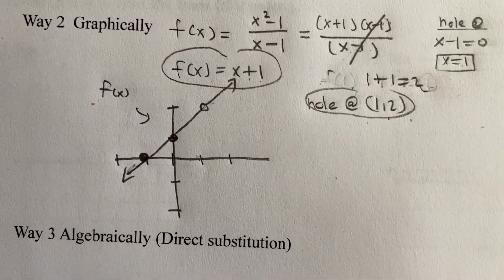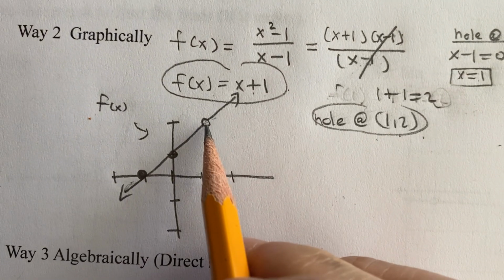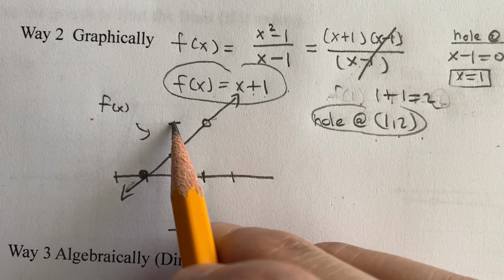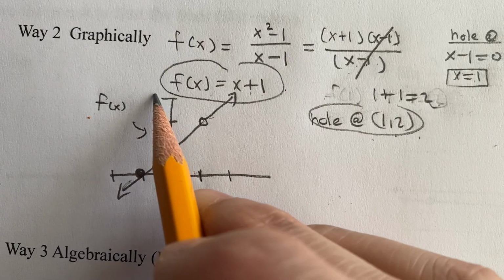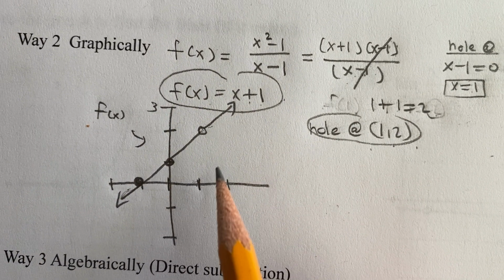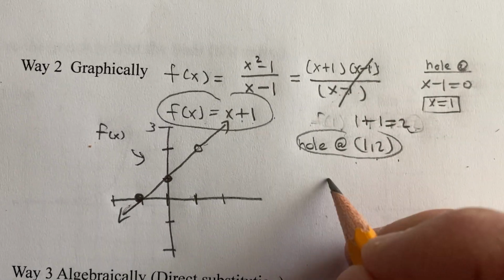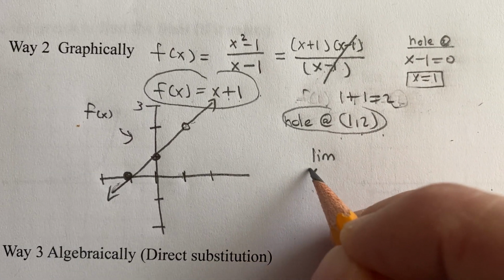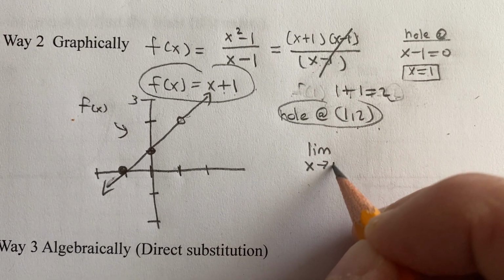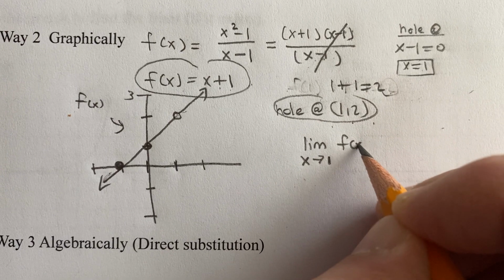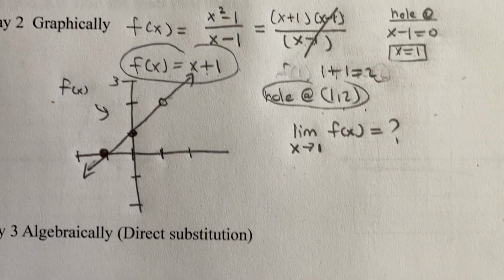Okay, so there's my line, a hole at (1, 2), right? And I'm going to try to answer this question again. What is the limit as x approaches 1 of f of x?